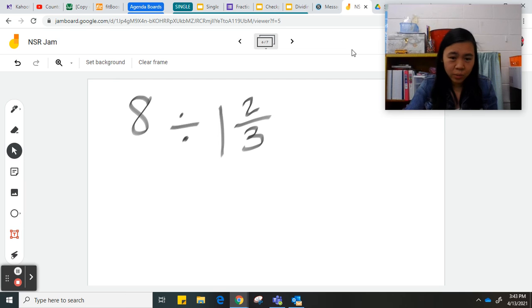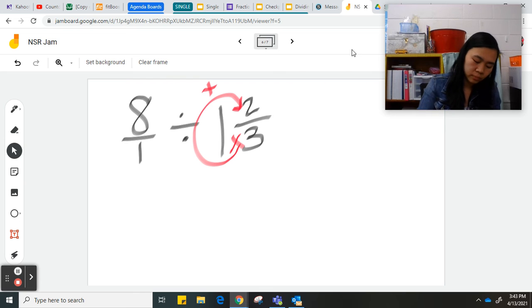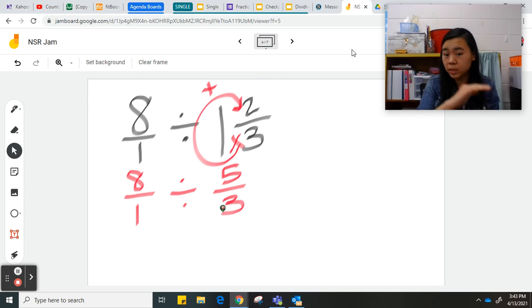Conveniently, like right here, we have a whole number and we have a mixed number. So whole number, I know it's over 1, so I'm just going to go ahead and write it over 1. This mixed number, I'm going to do the around the world. 1 times 3 is 3, plus 2 is 5, so it's going to be 5 over 3. So I'm just going to rewrite this problem: 8 over 1 divided by 5 over 3. I didn't do my keep, change, flip yet. I only did my around the world. I just changed this mixed number to an improper fraction. I still need to flip it.